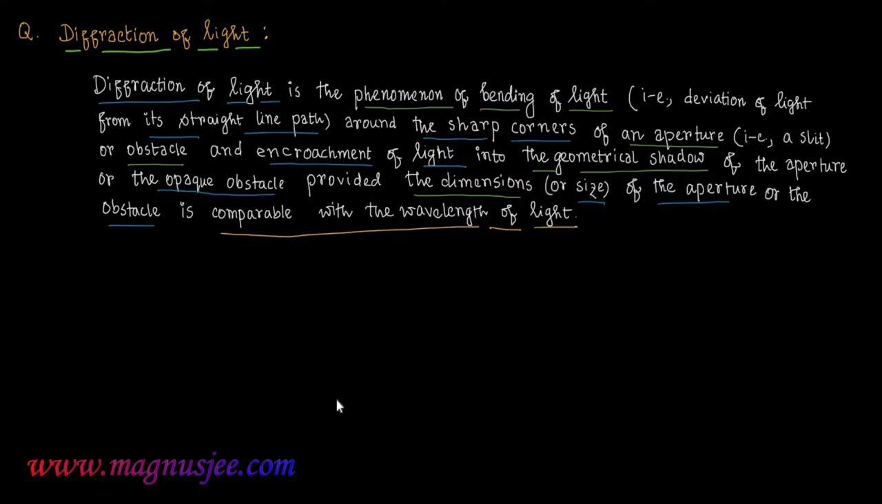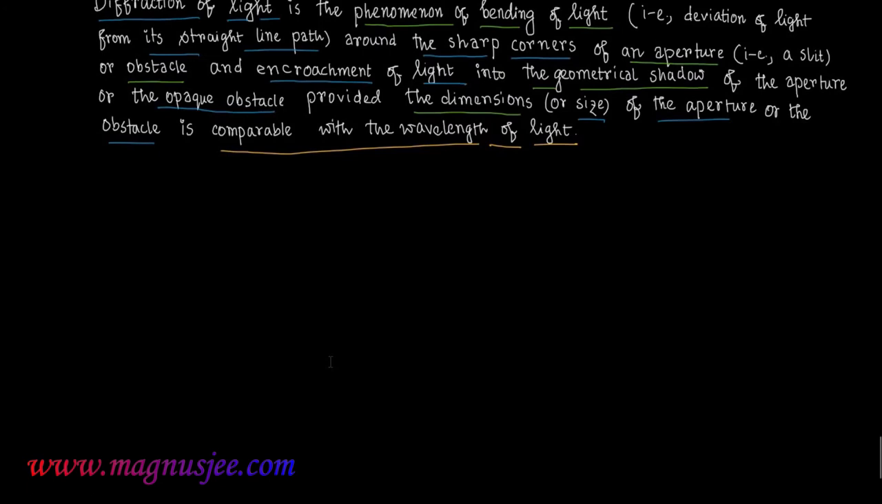Now we can consider a very narrow slit or aperture, and a screen will be placed at a certain distance from the aperture or the narrow slit. This is the screen and this will be the narrow slit or aperture. In this case, AB is the aperture or narrow slit.